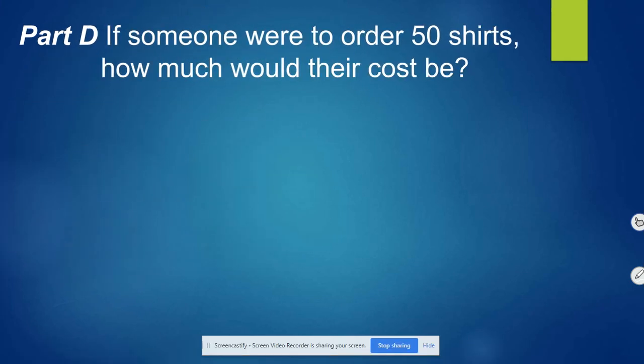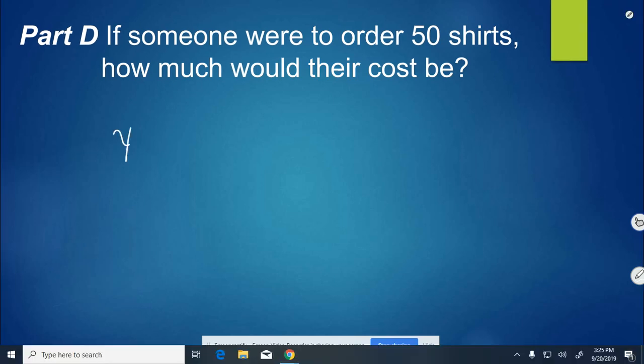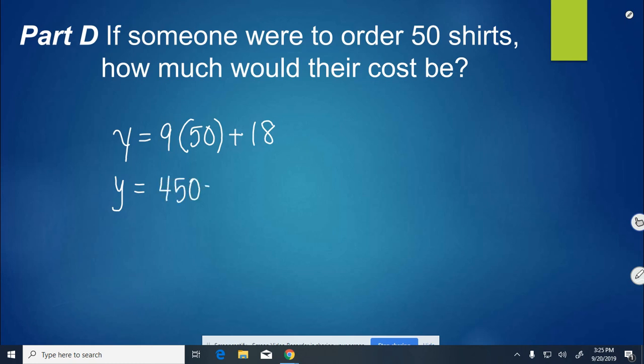Part D, if someone were to order 50 t-shirts, how much would their cost be? So 50 shirts being the x would be plugged into the x in our equation. So y equals 9 times 50 plus 18. 9 times 5 is 45, so that's 450 plus 18. So y equals $468 for 50 t-shirts.